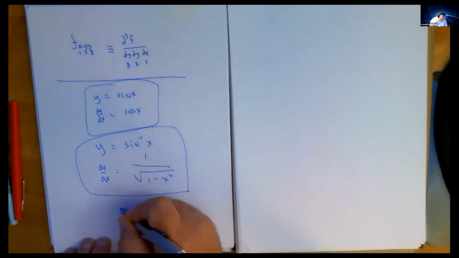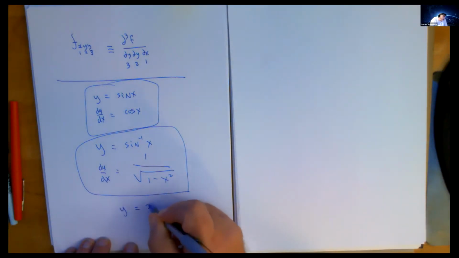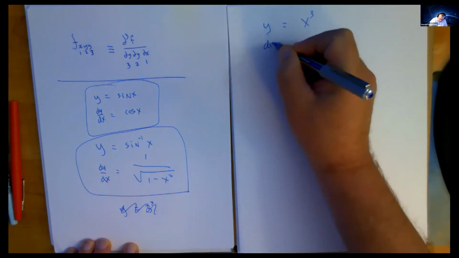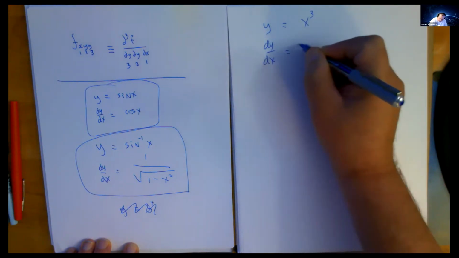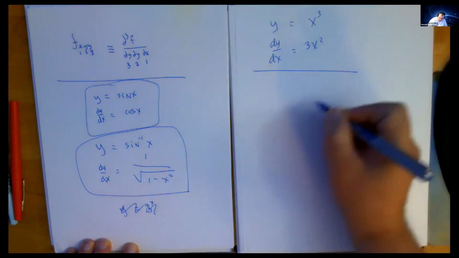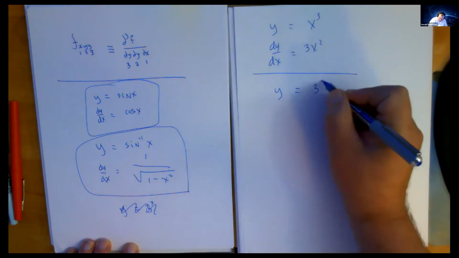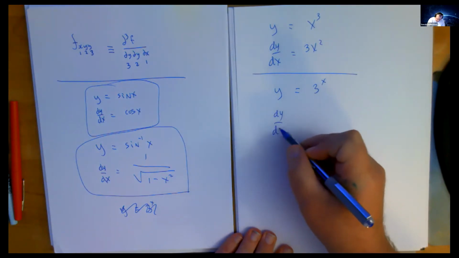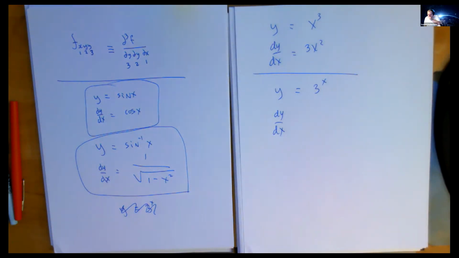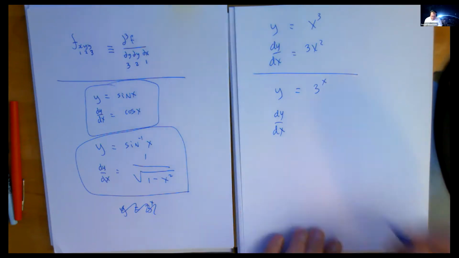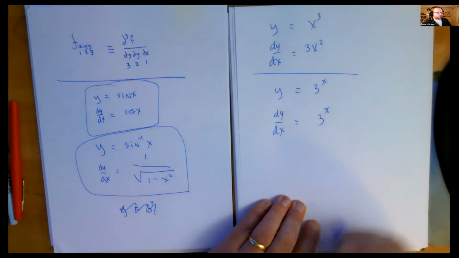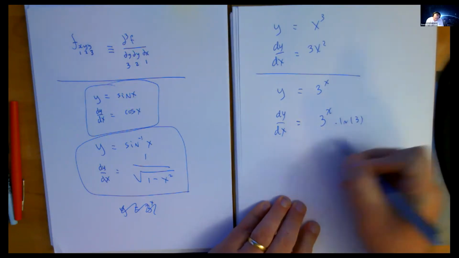Now, we all know that one. It's a power rule. But what's the derivative of that one? Um, 3 to the x natural log of 3. Nailed it.